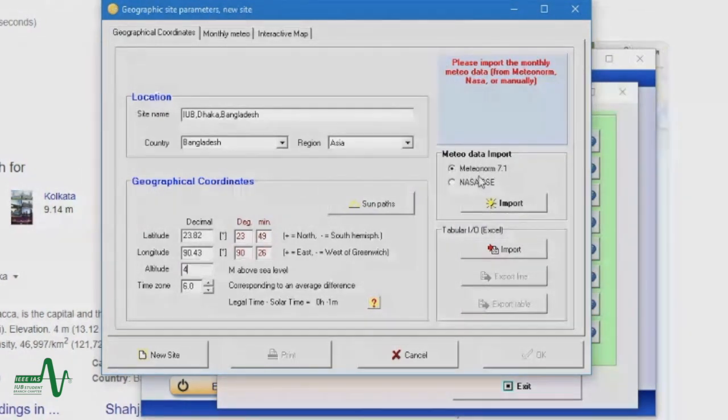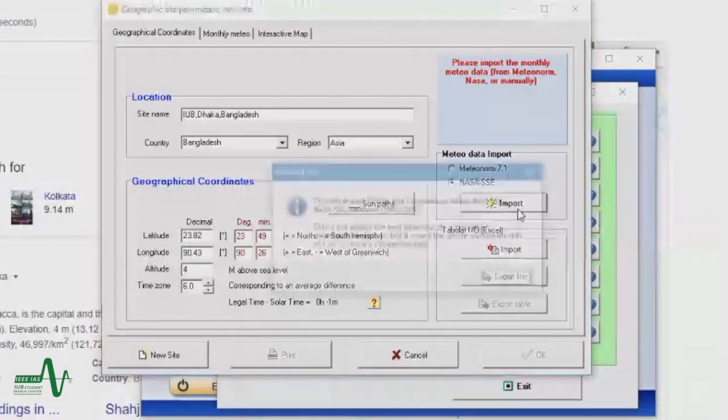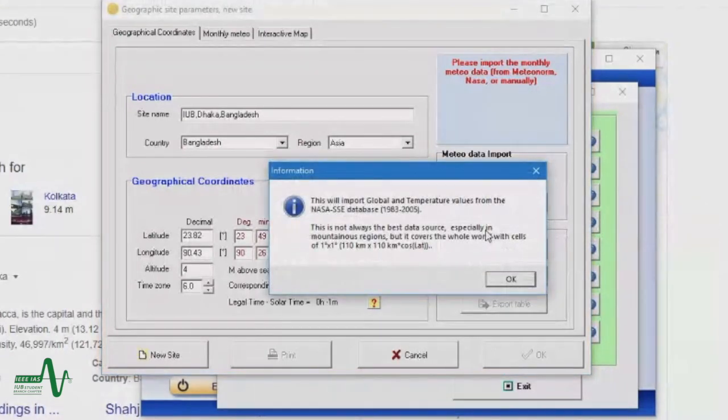And then the meteo data, we have to input the meteo data. Here there remain two options. One is Meteonorm and another one is NASA. However, I actually prefer NASA because it's a well-known institution. It would be great if you use NASA. And then what we have to do, we have to import it.